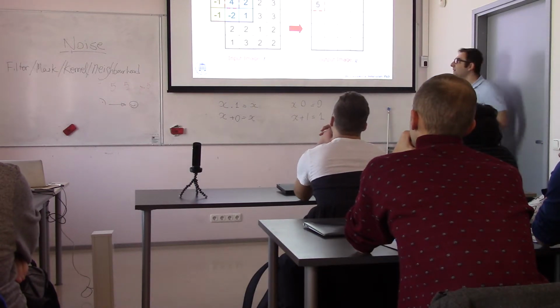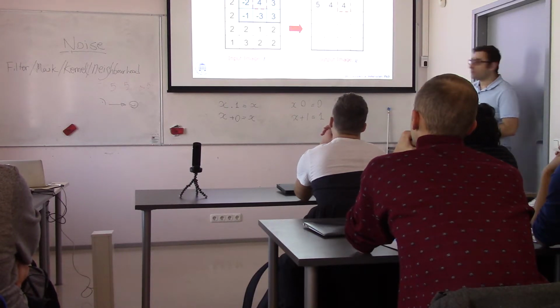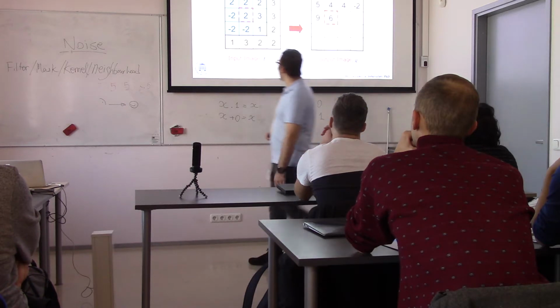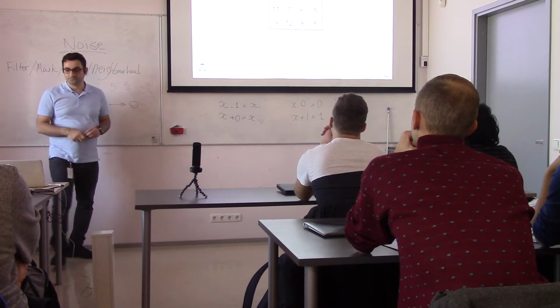Then I move to the next pixel. And I do the same process, and I get 4. And I do it for all of the values that I had. And then at the end, I will see that this is the pixel that I get.